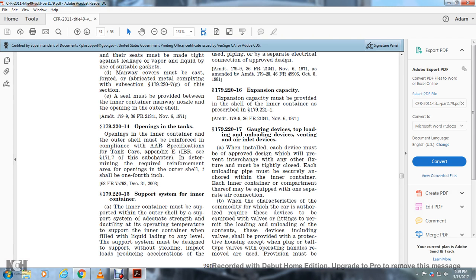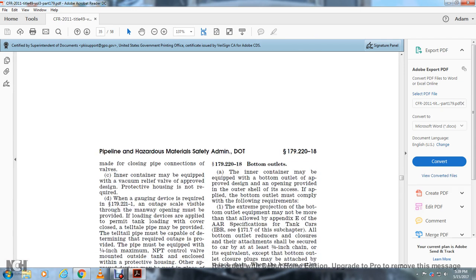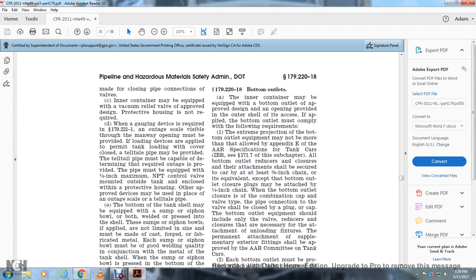Include the valve shell provided with a protective housing, except for the plug and ball type. The operating handle may be removed from the valve when in use. Provisions must be made for closing the pipe and the connections for the valve. The inner container may be equipped with a vacuum relief valve of approved design. A protective housing is not required. For the gauging device, see 179.221-1.